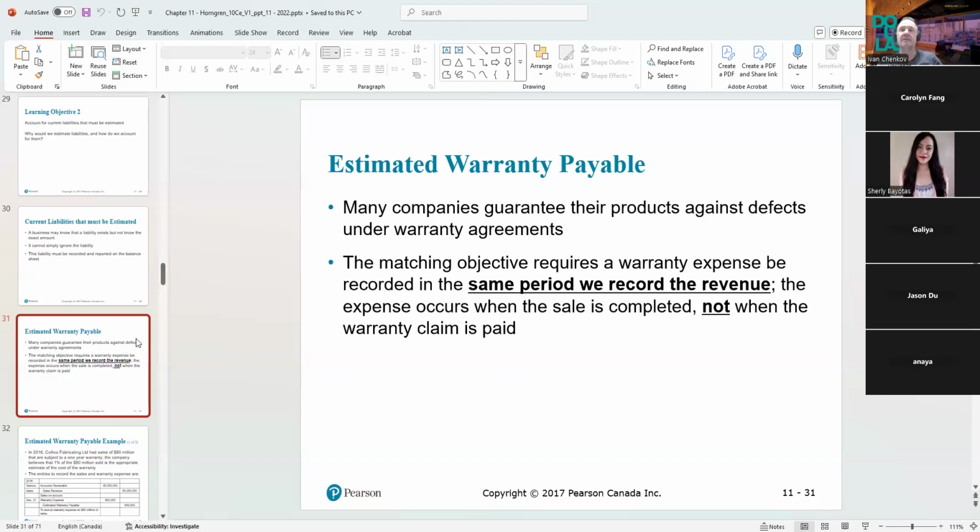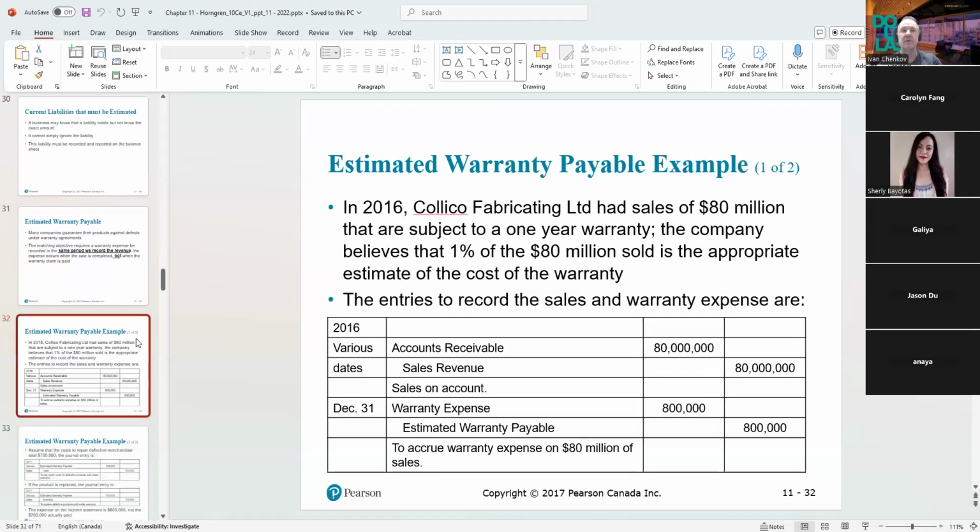So instead of waiting for the customer to come and tell us, my computer has broken, I want you to repair it, we're going to accrue that warranty expense and show a warranty liability at the time of the sale. So basically, we're going to match the revenue with the expenses. It's not an actual expense because it hasn't happened yet, but we're going to show it as a payable. And when the actual expense happens, when the actual claim happens, then instead of creating a new expense, we're going to reduce the payable. Let's see how this is going to work.